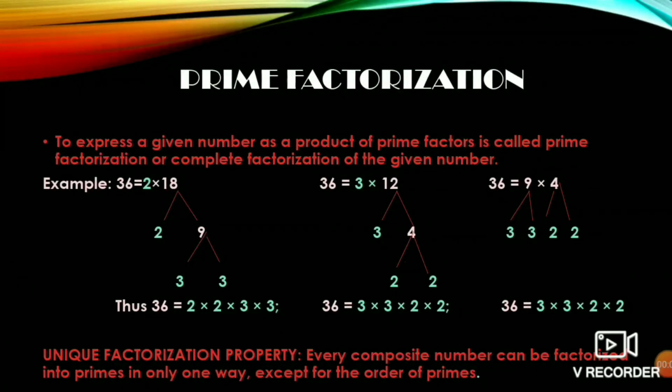Prime factorization is a method to express a given number as a product of prime factors. When we find out the prime factors of any number and express that number in terms of those prime factors, it is called prime factorization of that number. Let us take number 36 and find out its factors. As you can see here, 3 ways of finding the factors of number 36 are given.